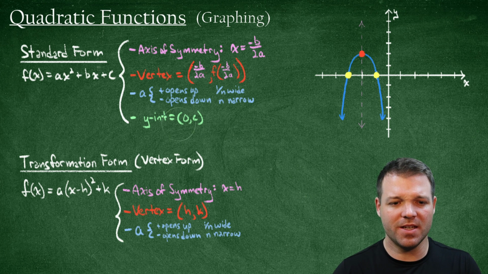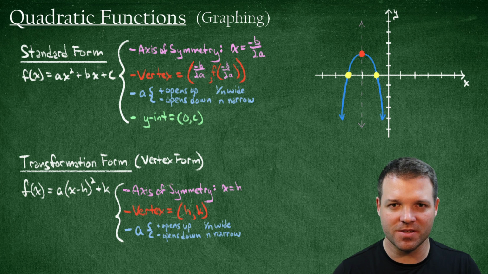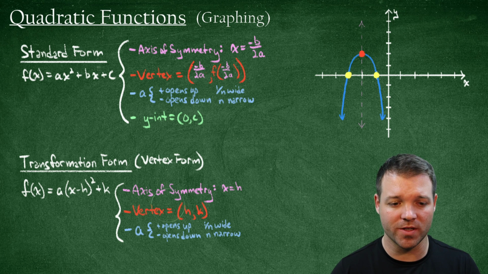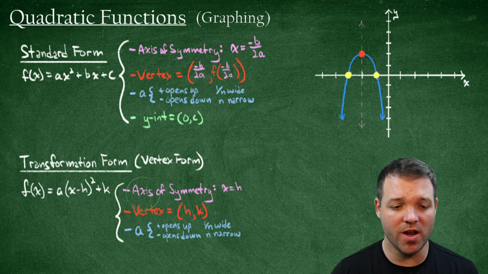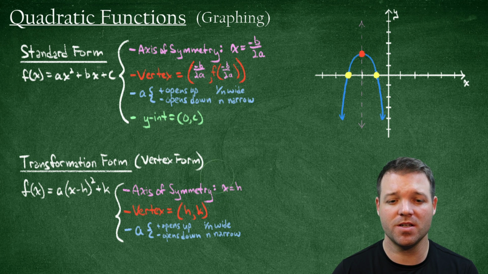Well, it actually doesn't give us that as much as you can see from standard form, but it gives us the important pieces, most of the important pieces, easily with no work whatsoever. So straight away, the axis of symmetry is just going to be x is equal to h.